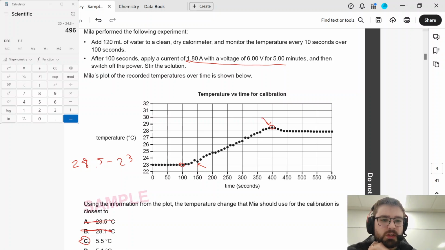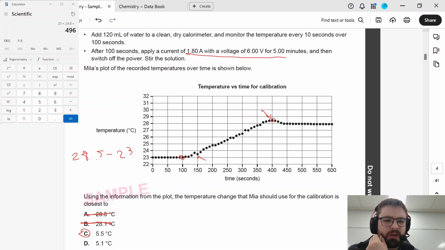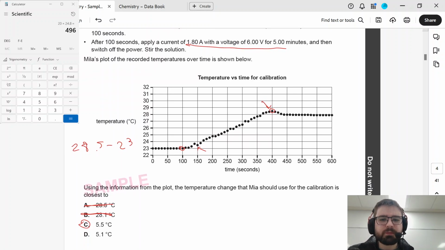Also, why is she stirring the solution afterwards? Monitor the temperature every 10 seconds, over 100 seconds. Anyway, the only place that the heat would have come from is from there, so I don't know why. Where are you getting 5.1 from? Anyway.